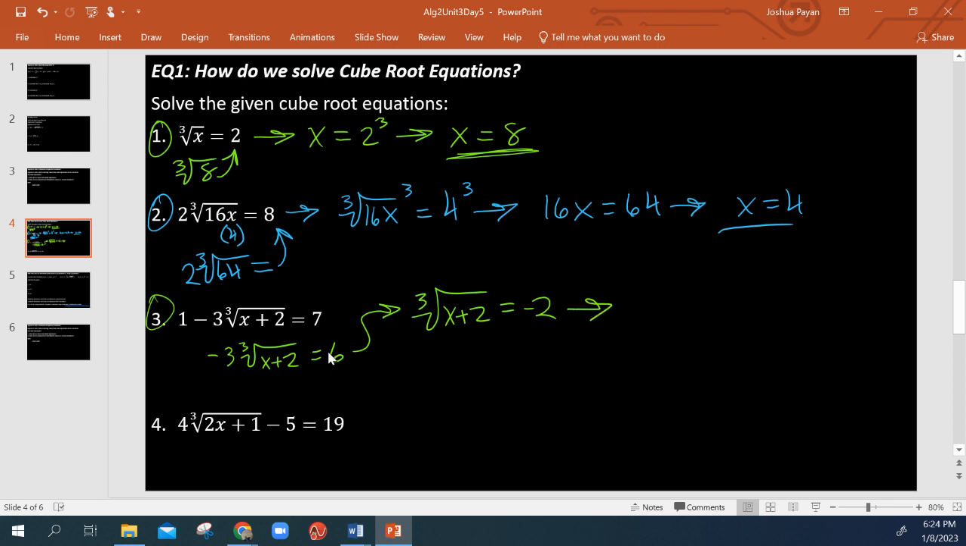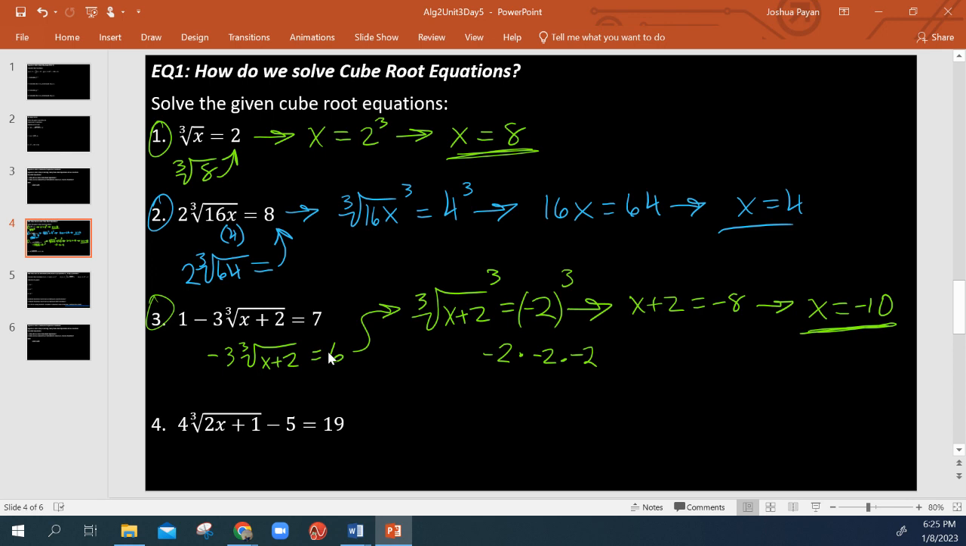Now we have to be careful here. If I'm cubing both sides, right, we have to be careful with the signs, right? So -2 times -2 times -2. So -2 times -2 is +4, but +4 times -2 is -8. So we have x plus 2 is equal to -8. Subtract 2 from both sides, and thus x is equal to -10.